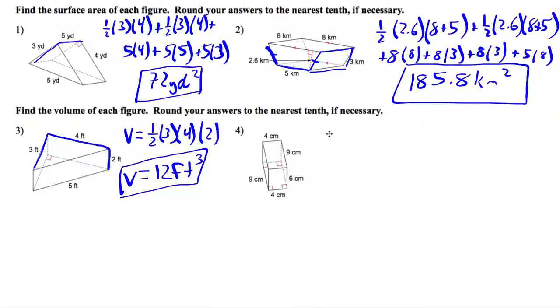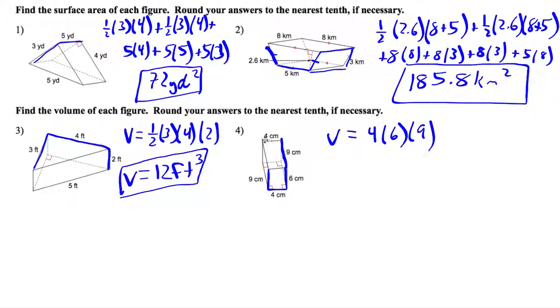Over here, this is a rectangular prism. The nice thing is we can say whatever we want is the base. So I can say this bottom one is the base. So this is going to be a 4 times 6. And then we multiply by the height, which is 9. Because we're multiplying all these in order, it really doesn't matter what I say is the base and what I say is the height.